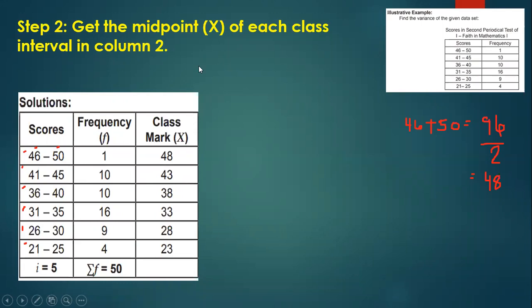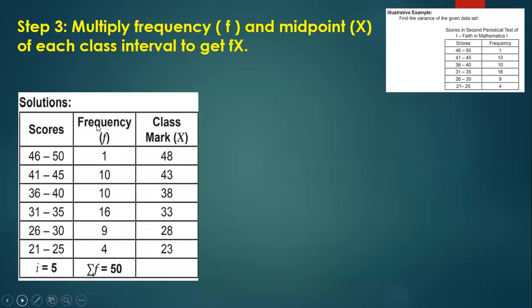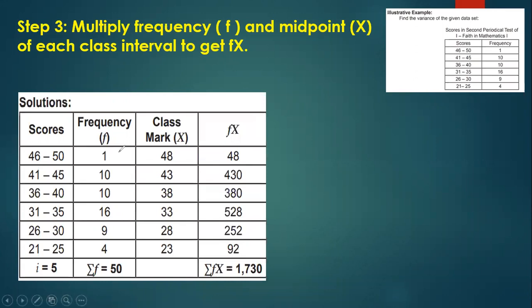Is it clear? Okay. So step number 3, you need to multiply frequency and midpoint, or your class mark of each class interval, to get the frequency times x. You need to add another column. It means frequency times your class mark. So how to get it?